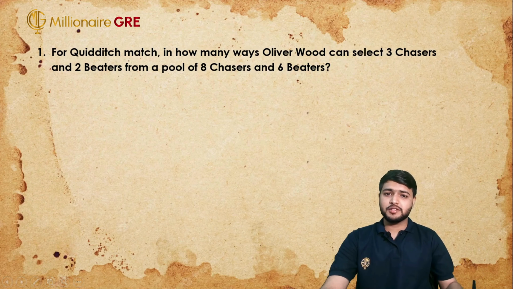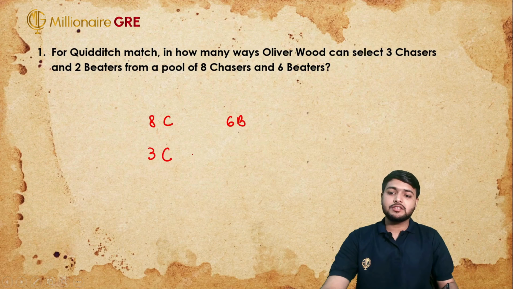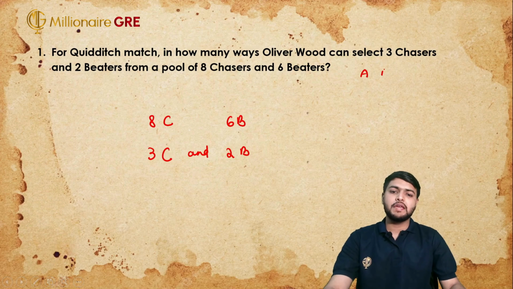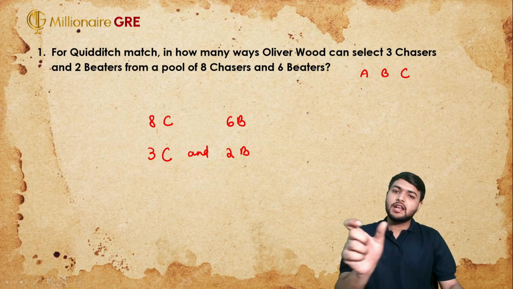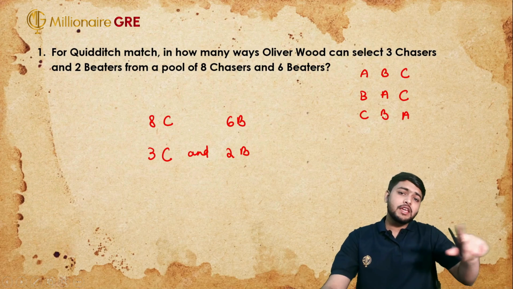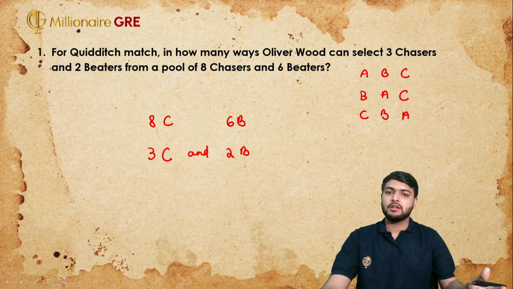Let's solve the first question. You are given that there are 8 chasers and 6 beaters, out of which you have to select 3 chasers and 2 beaters. Now let's say you select 3 chasers as ABC. Selecting ABC is the same as selecting BAC, is the same as selecting CBA. All of these form the same group. So your order does not matter.